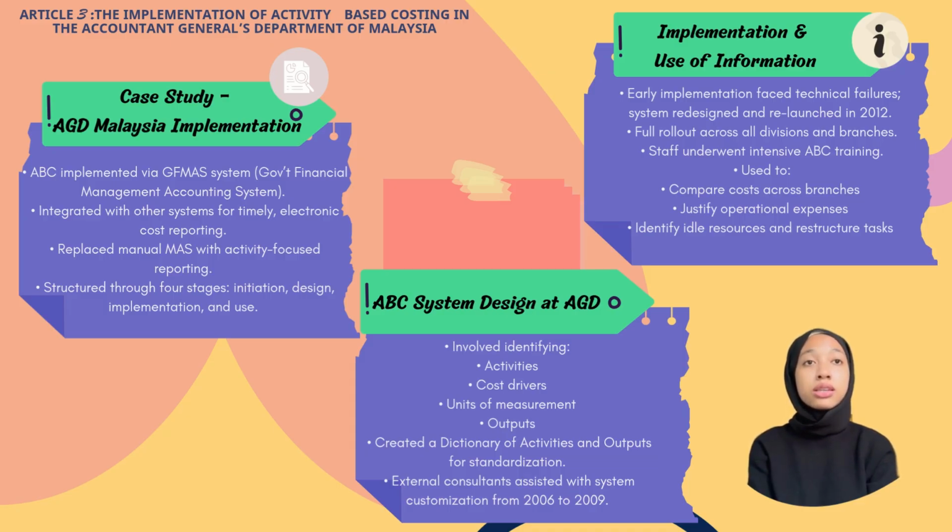The design stage was the most complex. AGD needed a model that could accurately reflect its diverse activities. Between 2006 and 2009, the steering committee with consultants identified core activities, cost drivers, and outputs. They also developed a dictionary of activities and outputs to ensure standardization across departments, so everyone would interpret cost data the same way. Once implemented in 2012, ABC generated most reports at branch level, summarized quarterly at headquarters. This helped compare costs across branches and spot inefficiency.